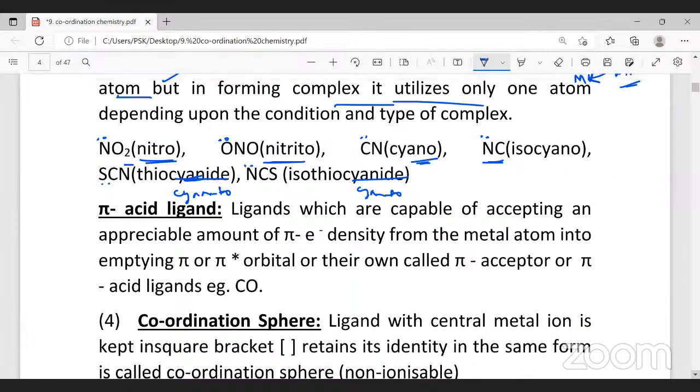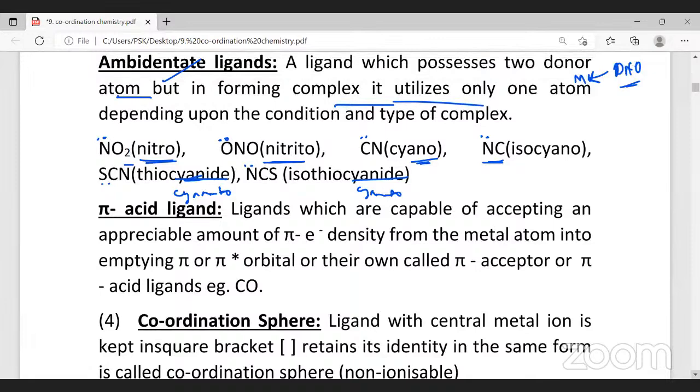Followed by this, the pi acid ligand we will learn. In the last part of the topic, we have a special topic to be learned based on pi acid ligand. We'll learn about it later.